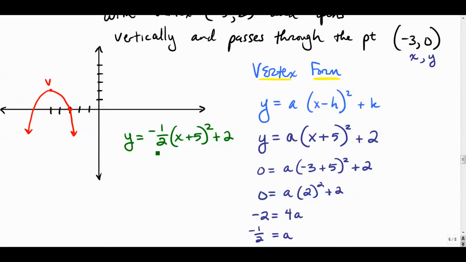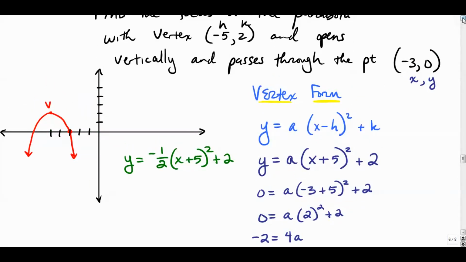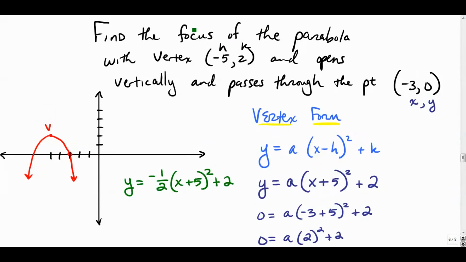And this one's going to be a little bit wider than normal. The normal A value would be 1. That's kind of like the parent A value, if you will. And we're shifting the vertex left 5 and up 2. But that's not what the question's asking. The question's asking us for just the focus. What's the focus? But I'm going to also find the directrix too.